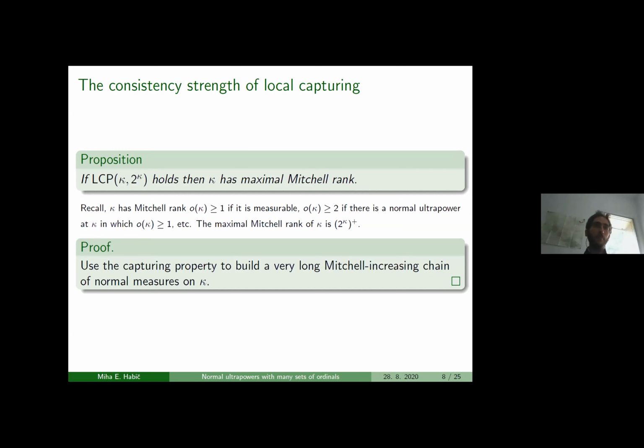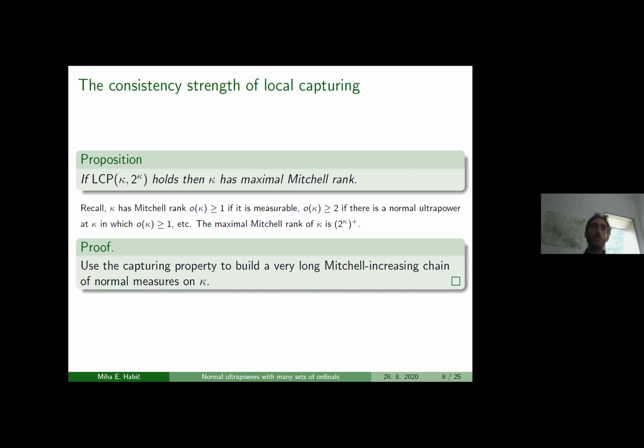So if this is not something that you deal with, let me just remind you, the Mitchell rank of a cardinal is a measure of the complexity of the set of normal measures on kappa, right? So for example, the Mitchell rank of kappa is at least 1 if kappa is measurable. It's at least 2 if there is a normal ultrapower at kappa, so that in that ultrapower, the Mitchell rank is at least 1, and then it goes on like this, right? So you're trying to see, can you build particularly rich normal ultrapowers at kappa in which kappa has large Mitchell rank already.